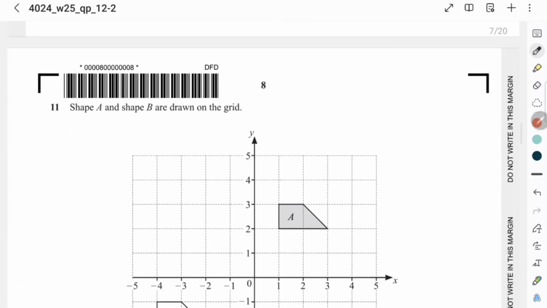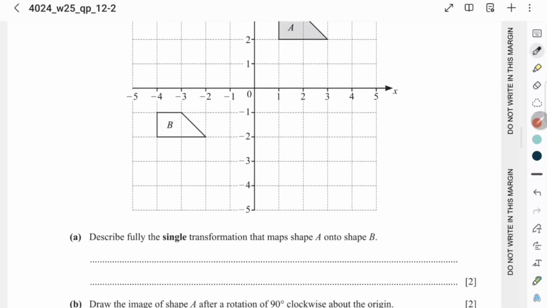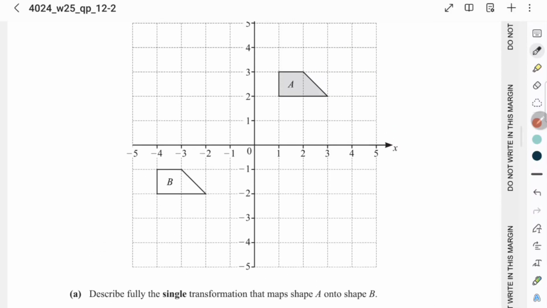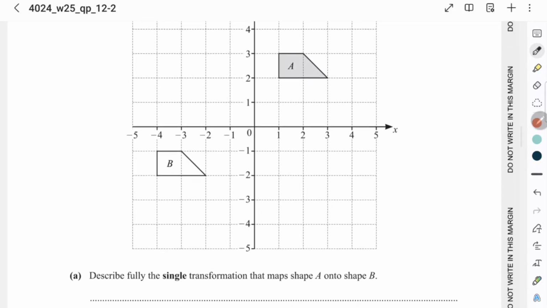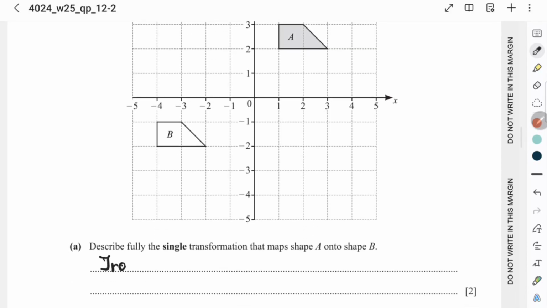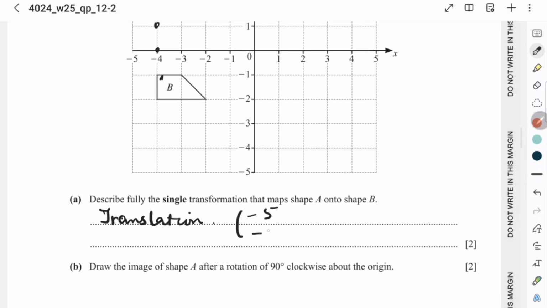Okay. Question number 11. In question number 11, the transformation question, shapes A and B are drawn on the grid. Describe fully the single transformation that maps A onto B. Obviously, we can see that it's a translation. And how much is the translation vector? So, translation A onto B means A is your image and B is your object. So let's see how many numbers it is. That is 1, 2, 3, 4, 5 negative, and 1, 2, 3, 4 negative on Y.